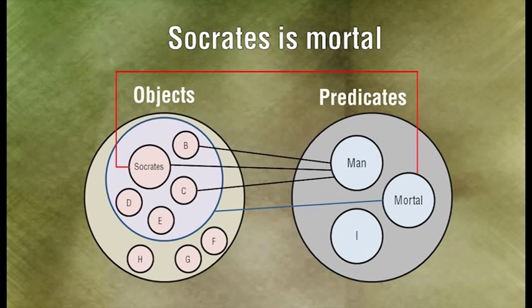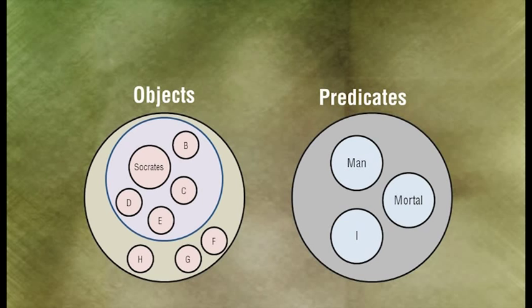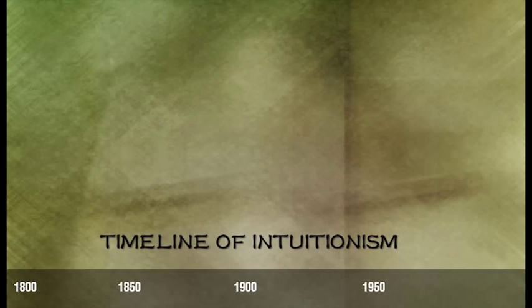This is how the intuitionists interpret the previous statements. They project into the world of perception a mathematical system which consists of a finite set of objects, and then link some objects of this set to the elements of another set, namely the set of predicates. Let us now look at the timeline for intuitionism.